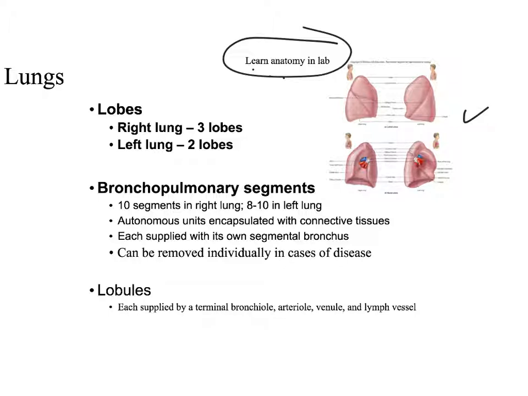Now, bronchopulmonary segments are interesting. There are 10 segments in the right lung and between 8 and 10 in the left lung. It can vary. What I want you to know about this is that they are autonomous.